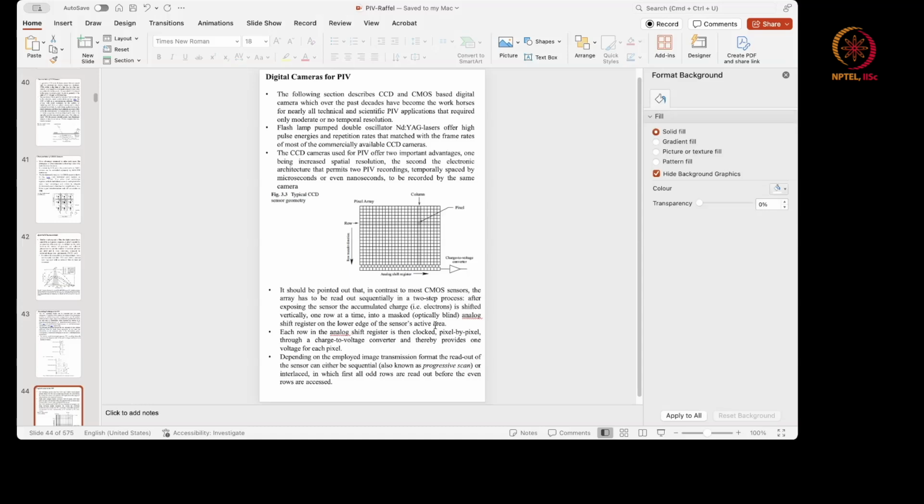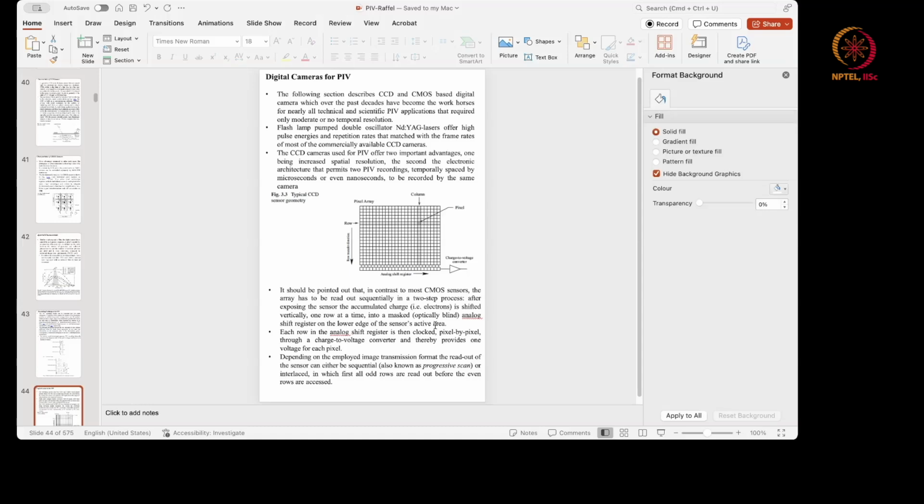Your cameras are also very high speed these days, especially the sCMOS cameras. The CCD cameras used for PIV have two important advantages. One is increased spatial resolution. The second is that the electronic architecture permits two PIV recordings, because you have to get two frames. These can be separated by microseconds or even nanoseconds, and recorded by the same camera.